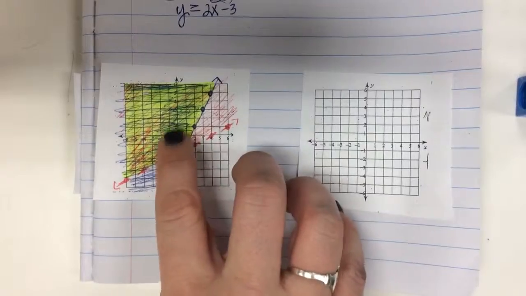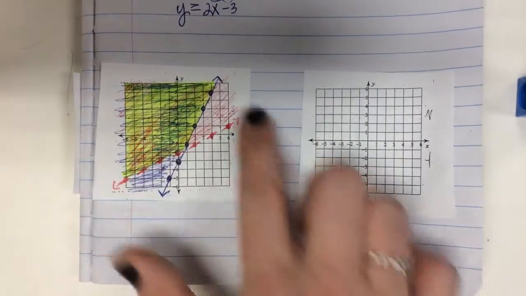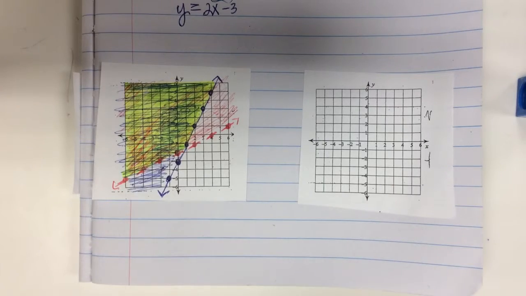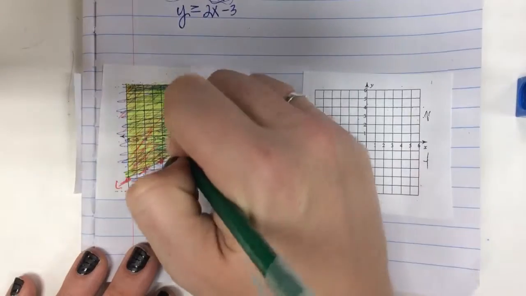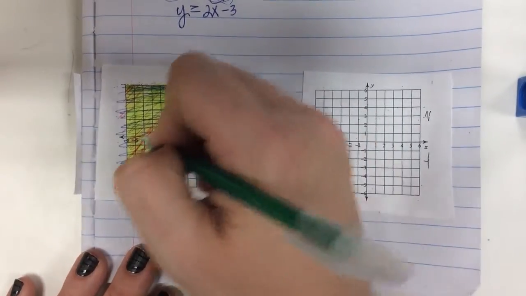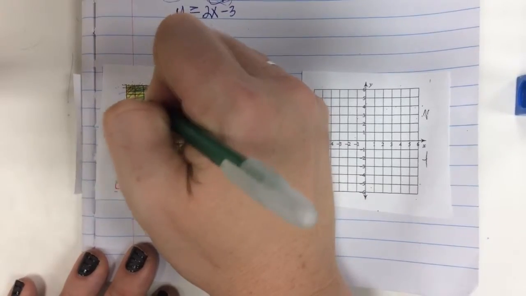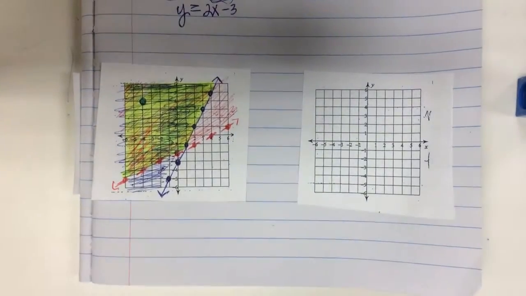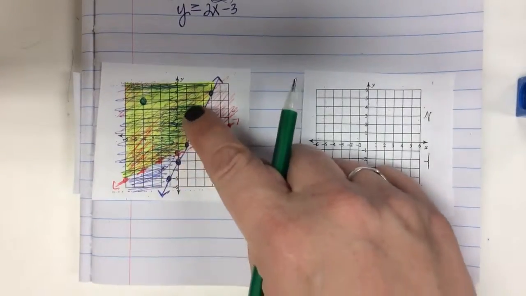Can you tell me an ordered pair that works in here? Grace? Or sorry, not Grace. Genesis? -1 what? -4 what? -4, 4. Yep, that works. Could you pick something on the lines?